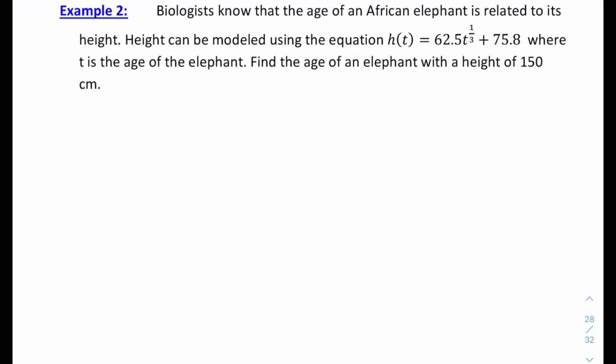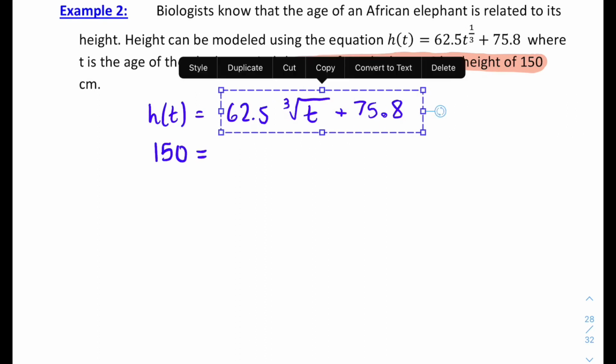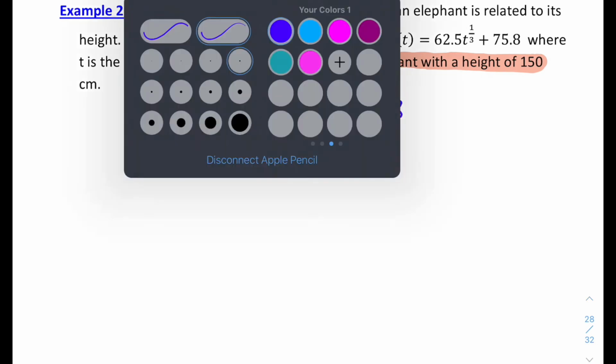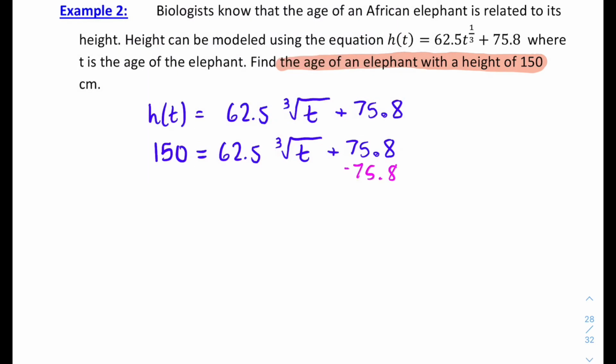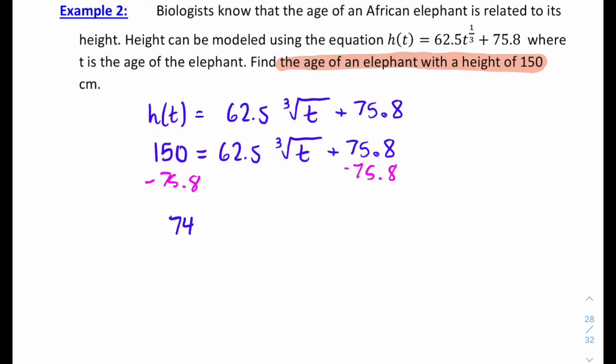Okay, so we've got this equation that models the height of elephants based on their age. We want to find the age of an elephant with a height of 150 centimeters. So my function, I'm going to switch my exponent to a radical, and then if my height is 150 centimeters, means my output, h of t, is 150. We're trying to figure out what input value for t, what age of my elephant, gives us that height.